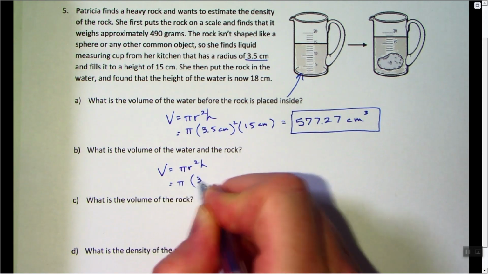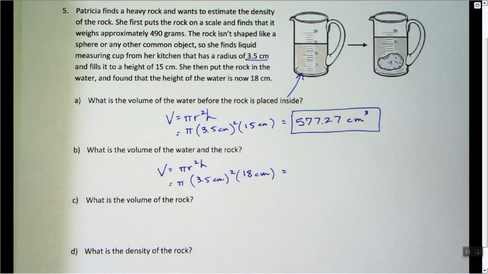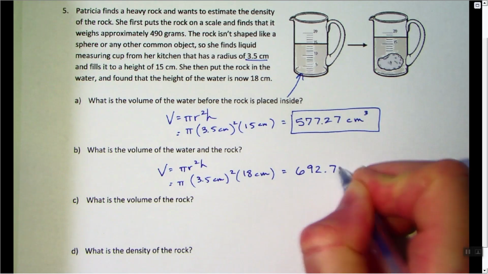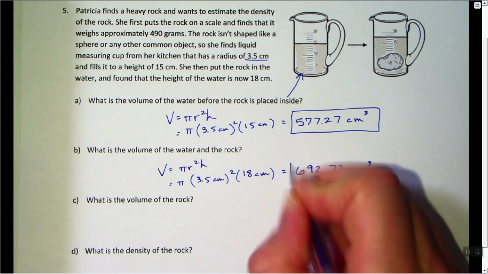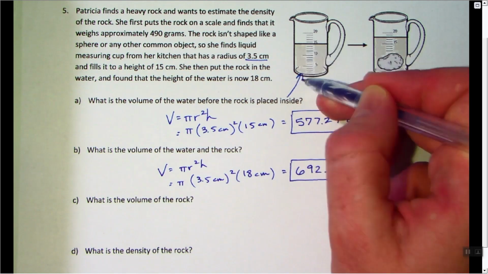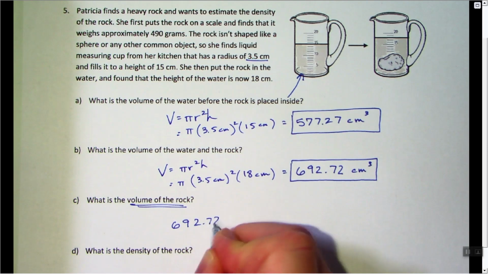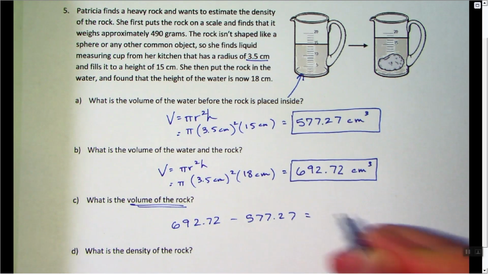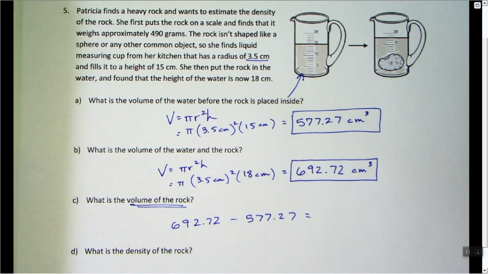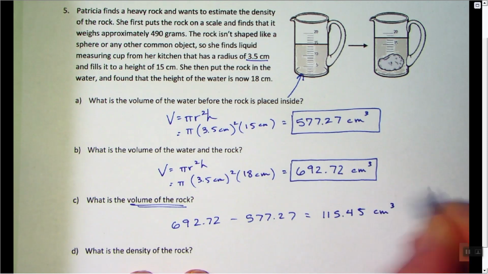Okay, the radius is still 3.5 centimeters. The height is now 18 centimeters. And so my volume of the rock and the water is pi times 3.5 squared times 18. And I get 692.72 centimeters cubed. Okay. Now, the point of all this is that I can subtract these two and essentially subtract the volume of the water from the volume of the rock and the water and be left with the volume of the rock. So I can take 692.72 and subtract 577.27, and I get a volume of 115.45 cubic centimeters. That's the volume of the rock.